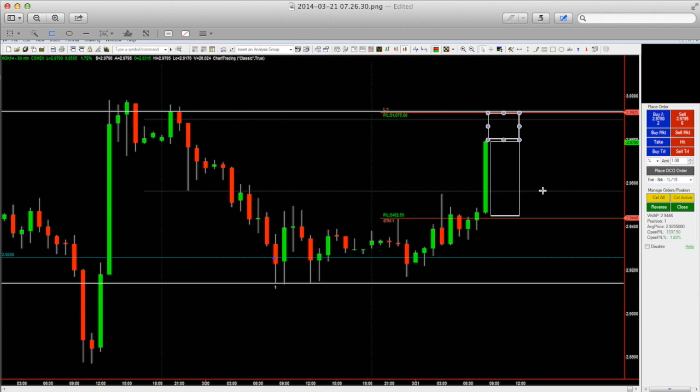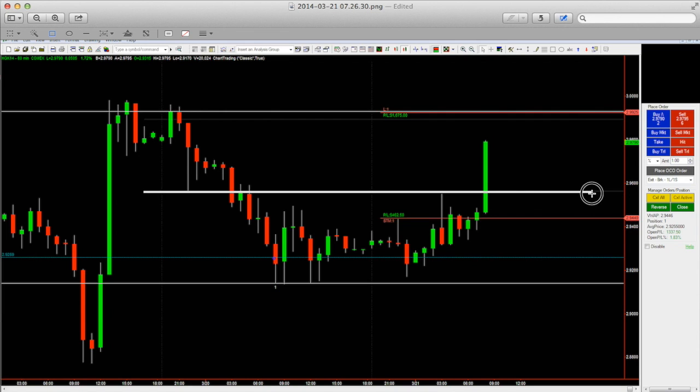And the answer is no. The thing is that I really can't get my stop into an area where I'm still wrong on the trade. I had my stop underneath. This is the thrust candle that broke above cleanly through this level here. So my stop is here for the time being.